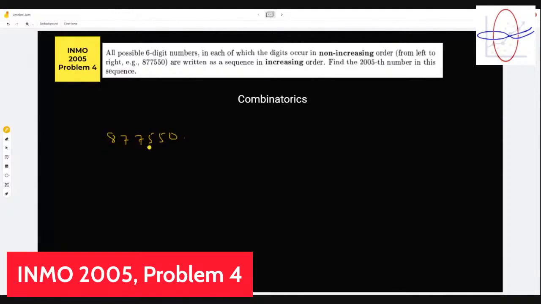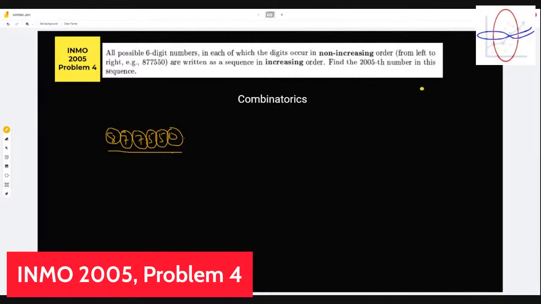877550, which is in non-increasing order. That is, this is the largest number, and any number that follows 8 is less than or equal to 8, that is, it is 7. Here again, this can be 7. This number should be less than or equal to 7. This again is less than or equal to 5, and this is less than or equal to 5, right? So this holds true.